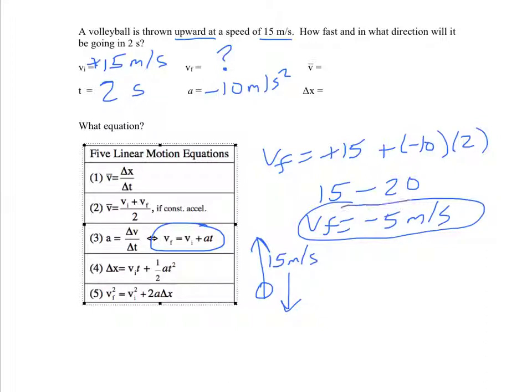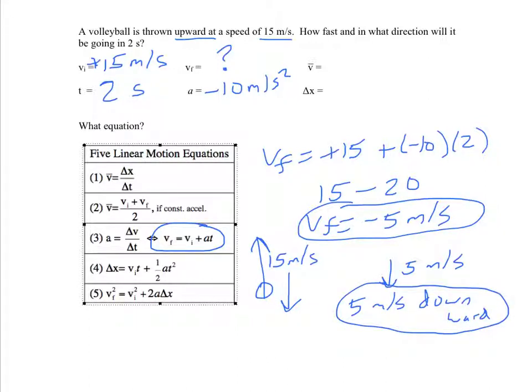So what does this mean? Well, if its velocity is negative 5, it means that the volleyball is now falling at 5 meters per second because we defined negative as going downward. So you could say it's 5 meters per second downward. And that would be kind of a word answer to this without just putting a negative number. So that's the final answer to this problem.